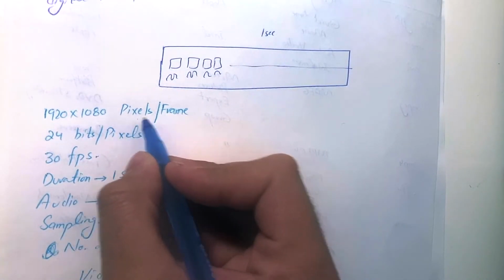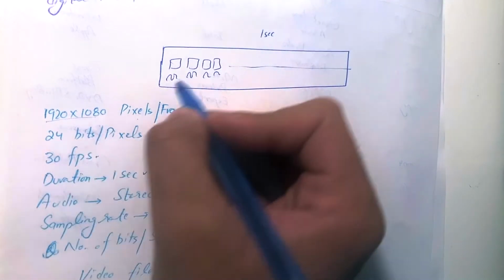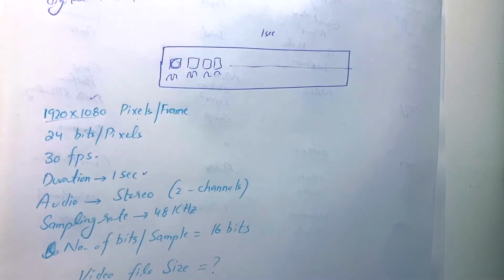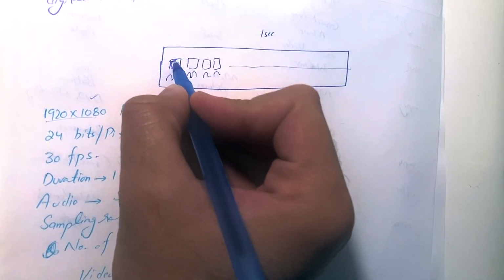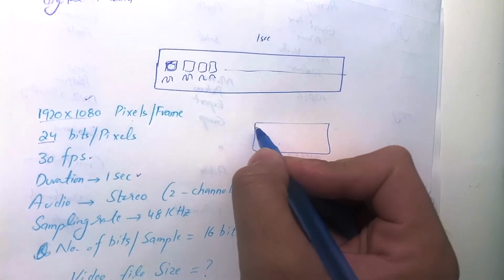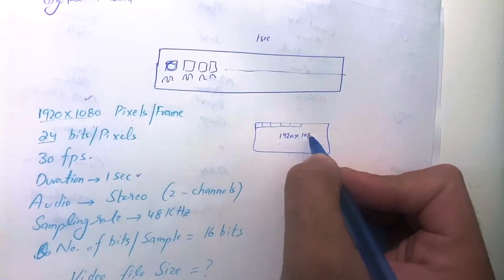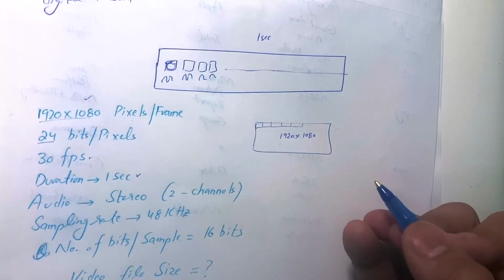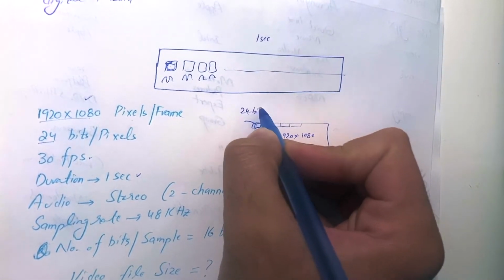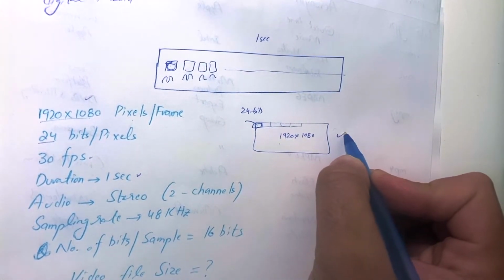Each picture has pixels per frame. Pixels per frame is 1920 multiplied by 1080. This is the total number of pixels in one picture, one frame. If I show you here, how many pixels will it have? It will have 1920 multiplied by 1080. This is called 1080p video. And each particular pixel will be of 24 bits. Got it? So you can calculate how many bits will be there in one frame.